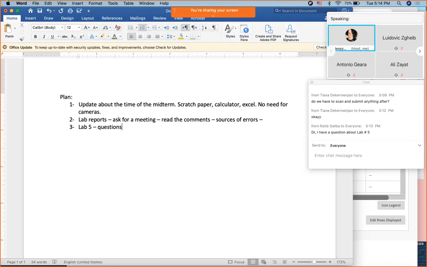So I sent you already a list, read from it. A lot of students still don't know how to round the value if they have the error on it. Although I was so impressed by lab number 3, everybody knows how to do propagation of error. Everybody knows how to do the error on the slope.